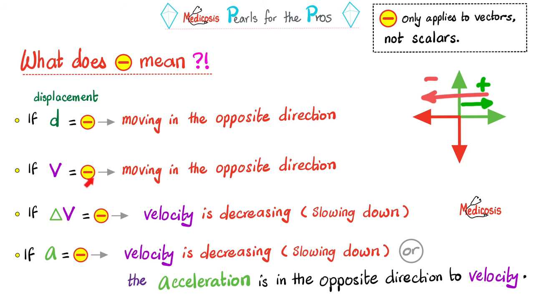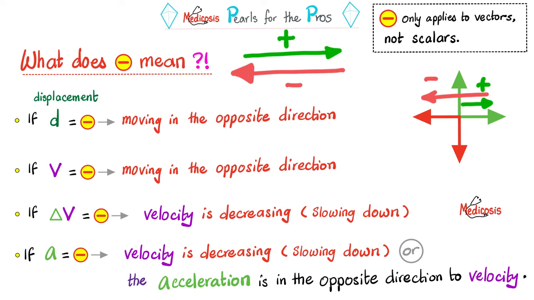What if velocity is negative? It means that I'm moving in the opposite direction. For example, if I was driving my car east like this, it has a positive velocity, but then I drove in the opposite direction, that will have a negative sign, meaning I am moving in the opposite direction.